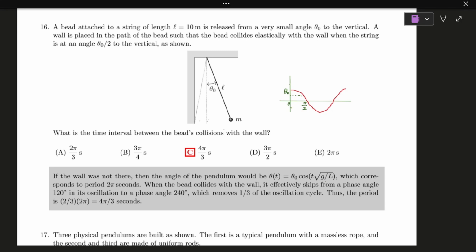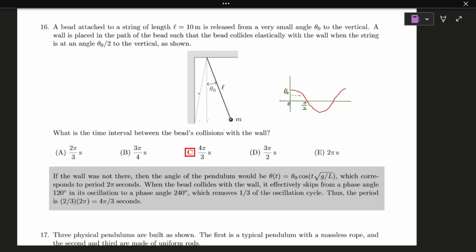So the question becomes, if at zero phase angle the angle theta(t) is theta 0, at what phase angle does theta drop to half? And we know that cosine 60 degrees equals half. The point on the other side is symmetrical, so it takes 60 phase degrees to move from the full range to half the range.